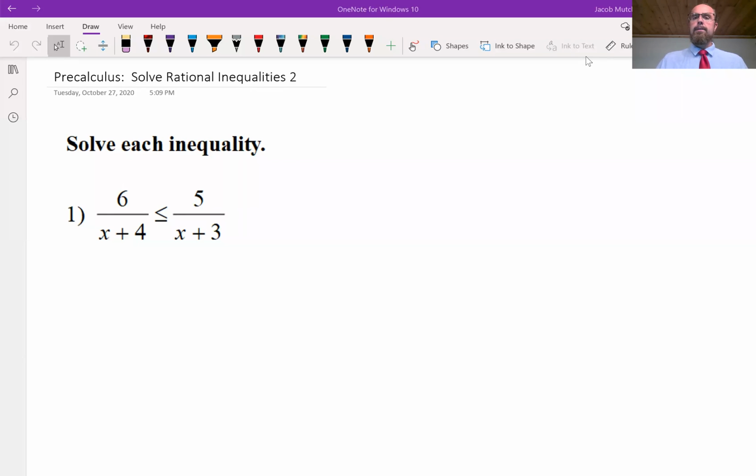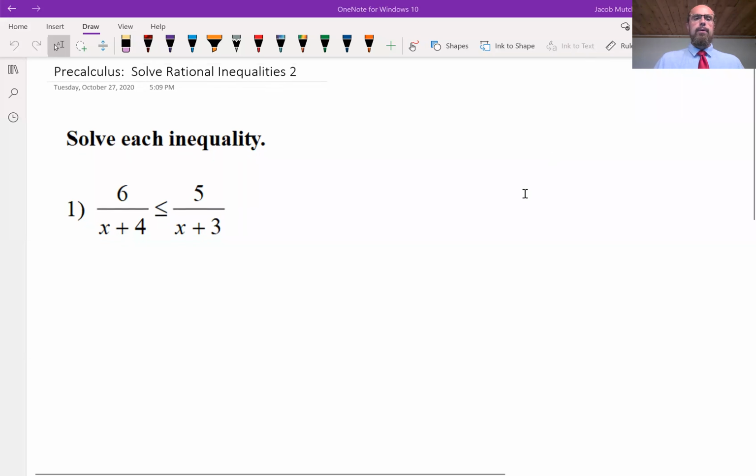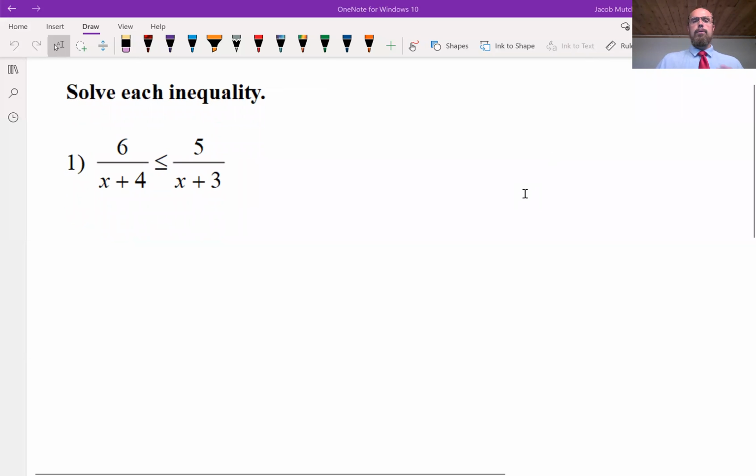Welcome to Pre-Calculus. Today we will investigate solving rational inequalities, continuing to find algebraic and graphical strategies to determine solution intervals. We'll take a look at two examples. So our first example involves a set of two fraction expressions. On the left I've got 6 over x plus 4, and I'm interested in when that fraction is less than or equal to 5 over x plus 3 on the right.